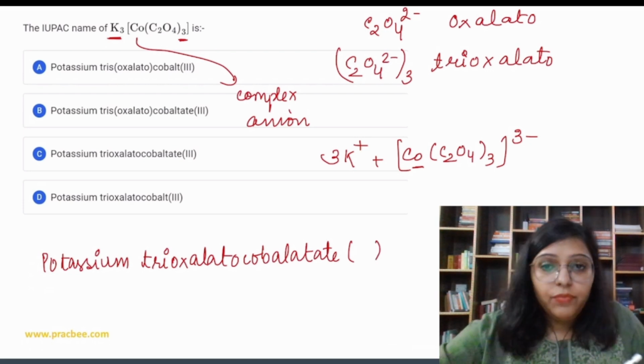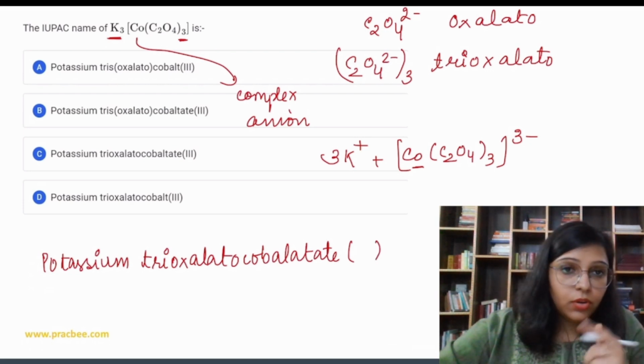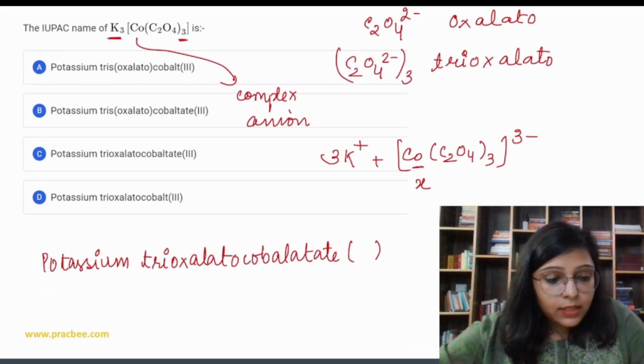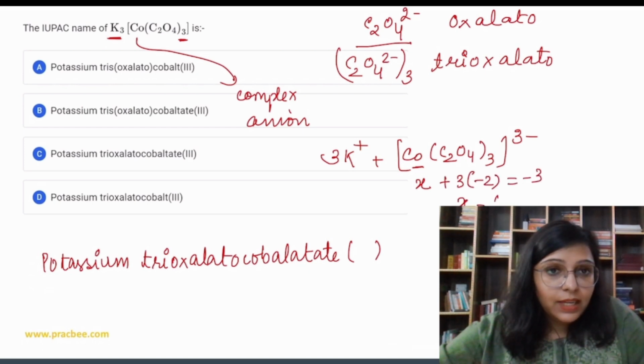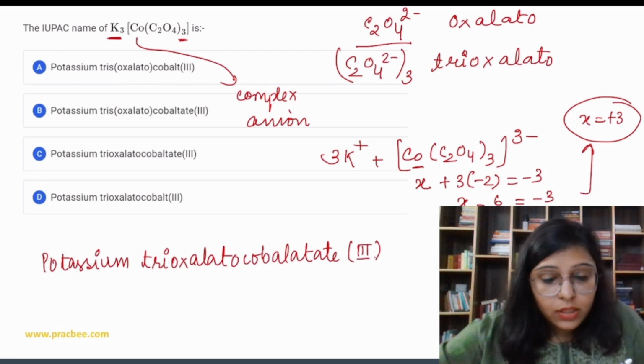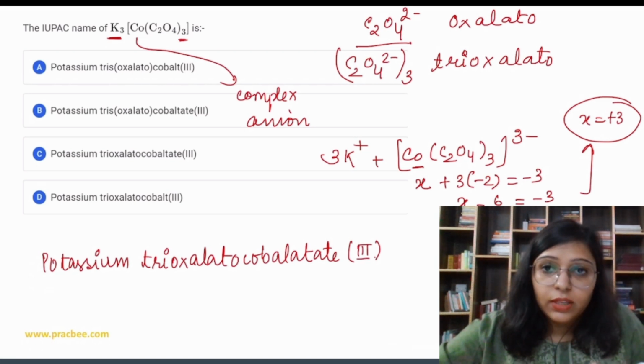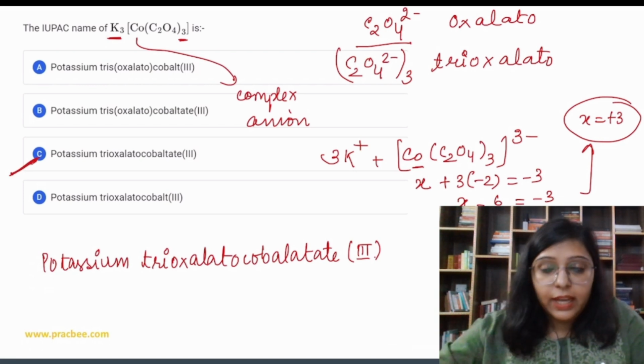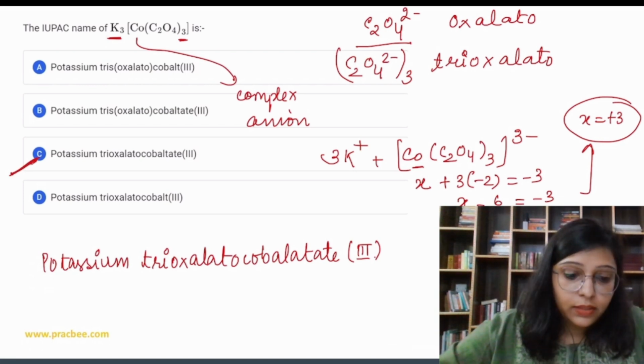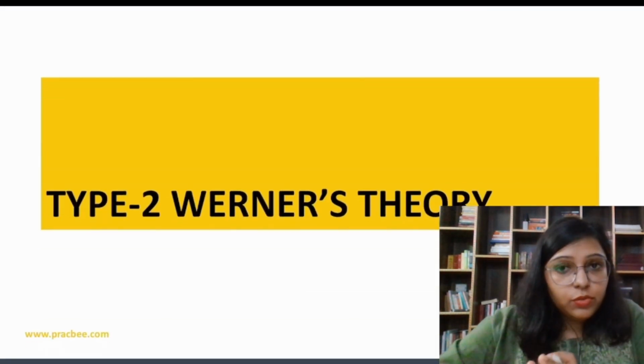Clear? Now we have to write down what? The oxidation number. So suppose this is X. One oxalato is going to have -2 charge. So 3 times -2 is equal to -6. So X minus 6 is equal to -3, which gives X is equal to +3. So we write 3. So on the basis of that, which answer is correct? So the answer is going to be C. Potassium trioxalatocobaltate(III). Clear? Okay. So now we are moving to the next topic.